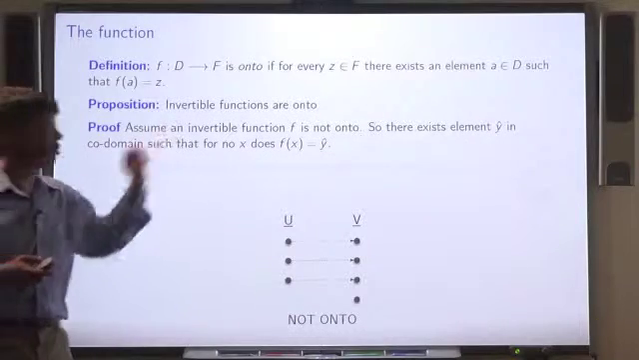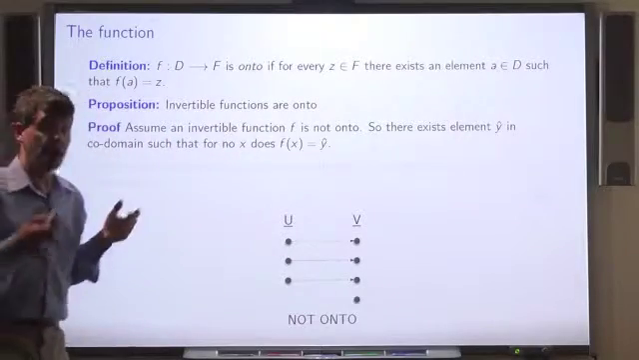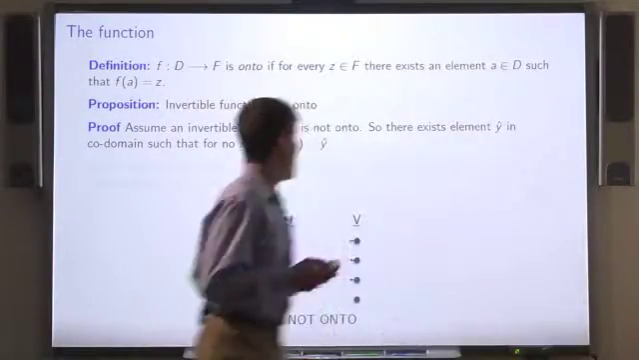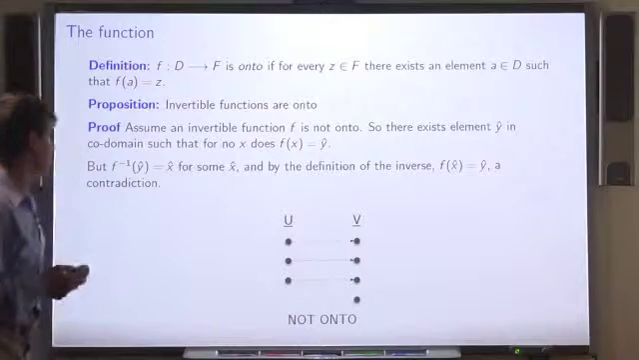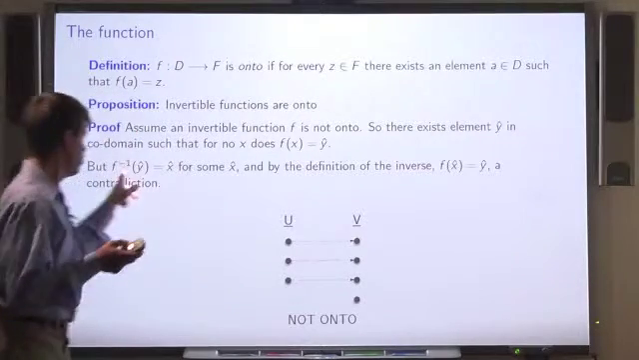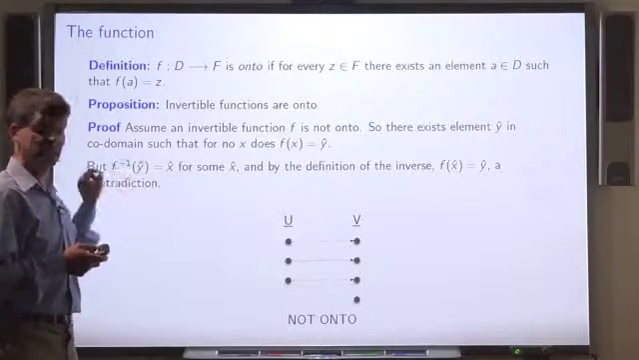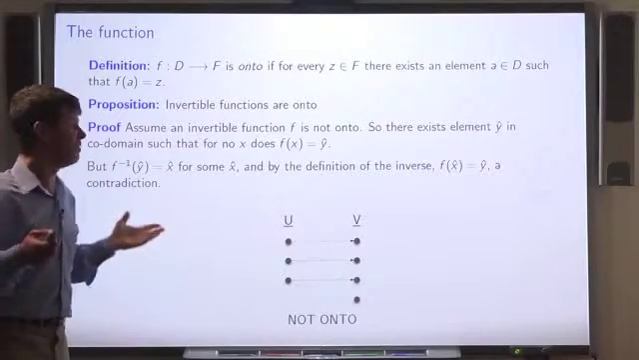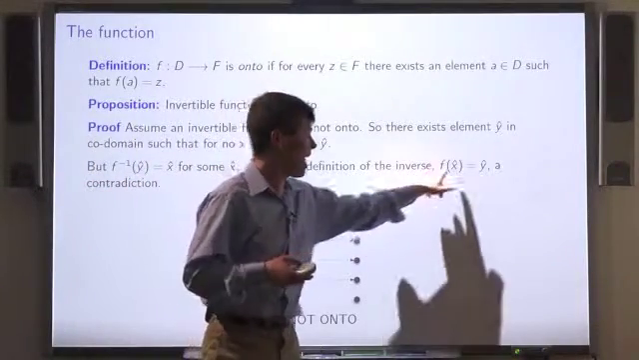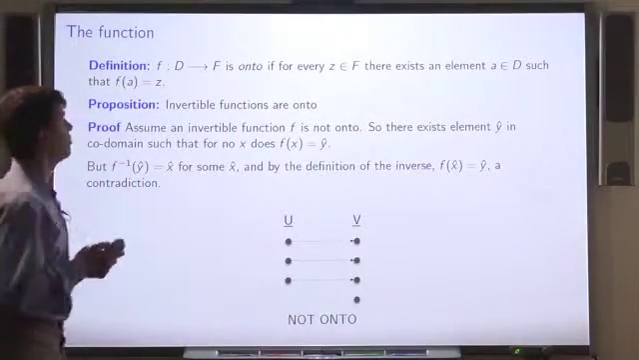Similarly, invertible functions are onto. Suppose you have an invertible function f and it's not onto. So there exists some element, say y hat, in the codomain that's not the image of any element in the domain. Well, let's consider the inverse, f inverse. This is a function, so on input y hat, it has some output, some value x hat in the codomain of f inverse, that is in the domain of f. By the definition of inverse, that would mean that f maps x hat to y hat. But that's a contradiction, so that proves the proposition.